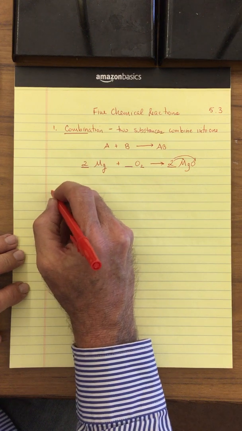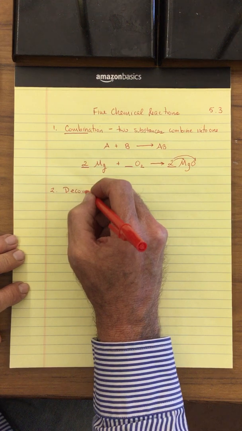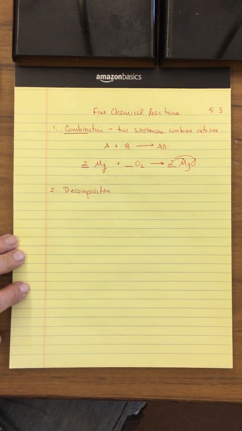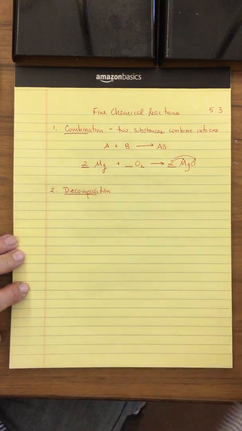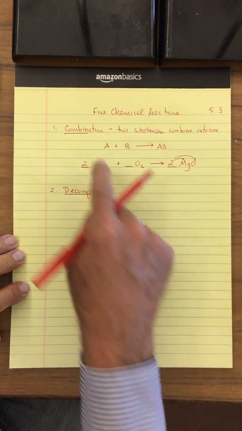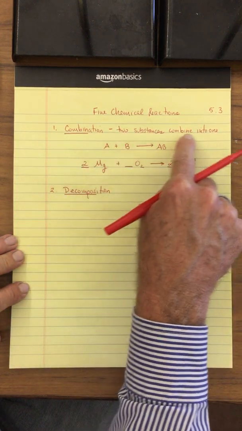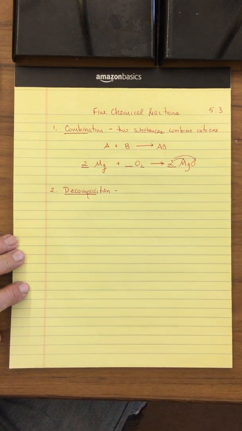The second reaction is a decomposition reaction. Now look at the root word in decomposition. You'll notice that the root word of decomposition is decompose. It's the opposite of a combination reaction. That is when two substances combine into one. Well, what does it mean to decompose? To decompose means to fall apart.